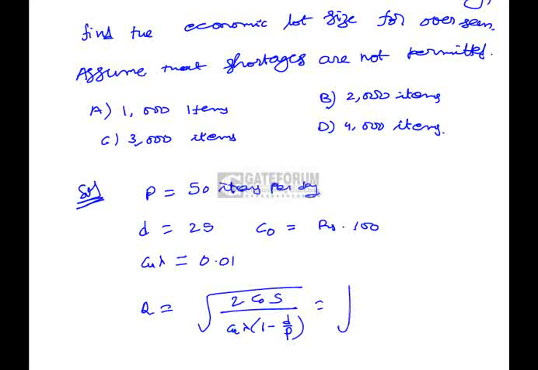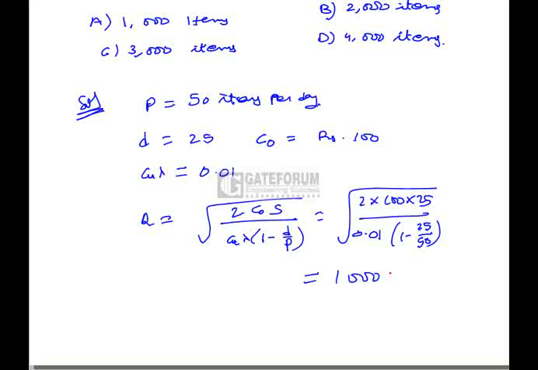Which is equal to root of 2 into 100 into 25 by 0.01 into 1 minus 25 by 50, which is equal to 1000 units. So in the options the right answer is A. A is the right answer.